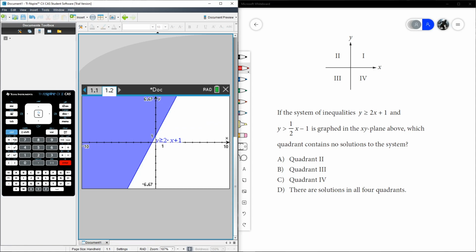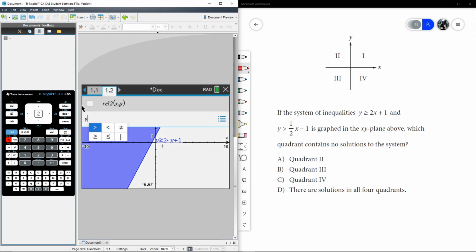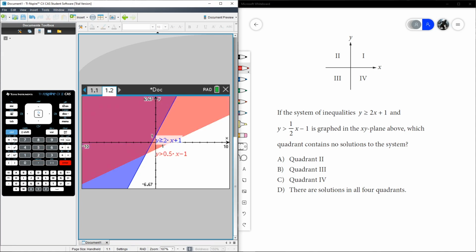And if we hit tab, our box comes up again, and we can type in our equation. This time we have to type the whole thing, but that's simple. We do y, and now if we go over here, this symbol, if we hit control equals, it brings up this little menu over here about which symbols you would like. We want, in this case, greater than. And I'll just put 0.5 x minus 1.